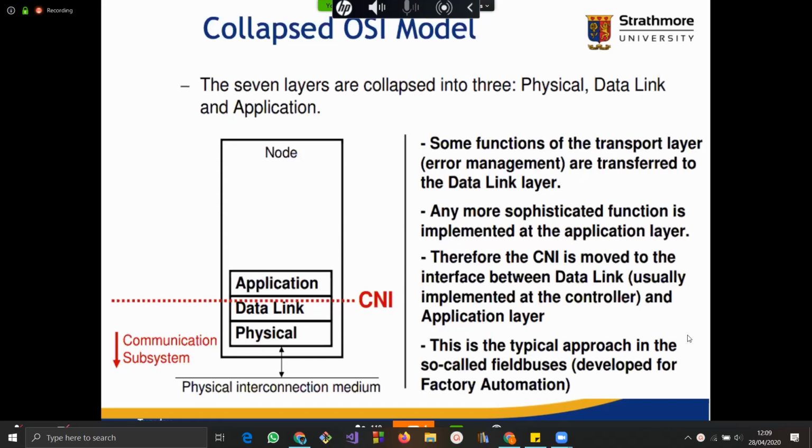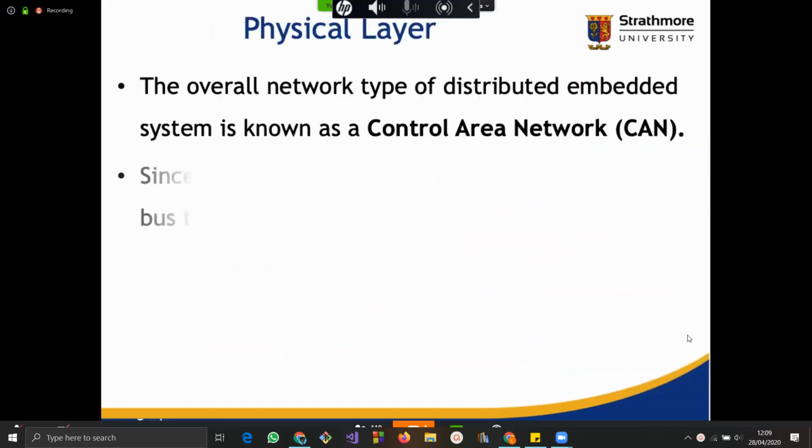Now what I'm going to do is go into details about the three layers. What is the task of the application layer? What is the task of the data link layer? What is the task of the physical layer? So the physical layer.